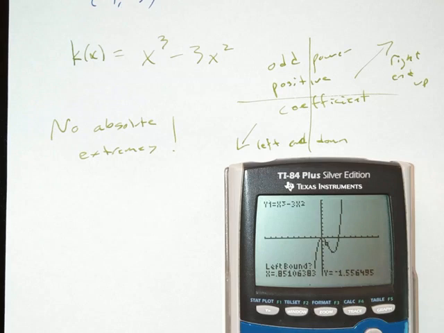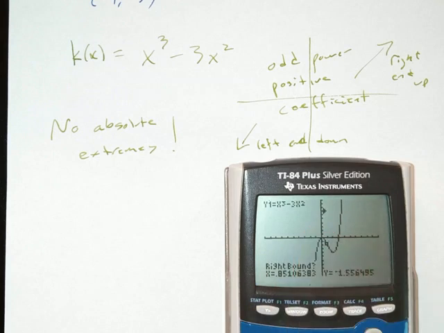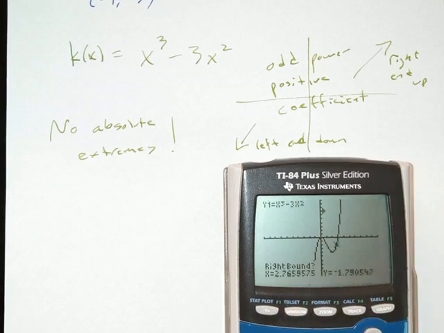Hit enter. It asked me for a right bound. See, it put a little flag up there. Hey, you're only allowed to look from here to the right. Now go to the right side of where you think the minimum is and hit enter again. You're making that little strip that we saw in figure 3 on page 276 between those two marks. Those are the only x values you're allowed to look at.